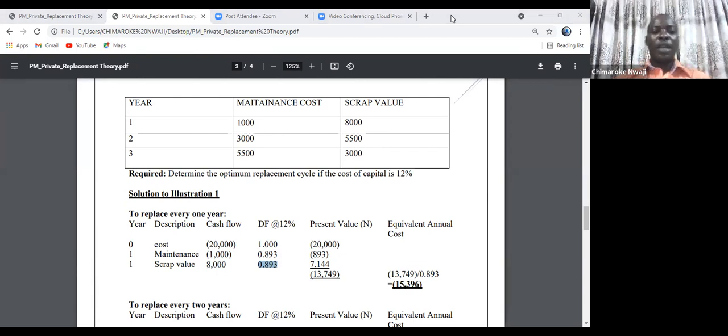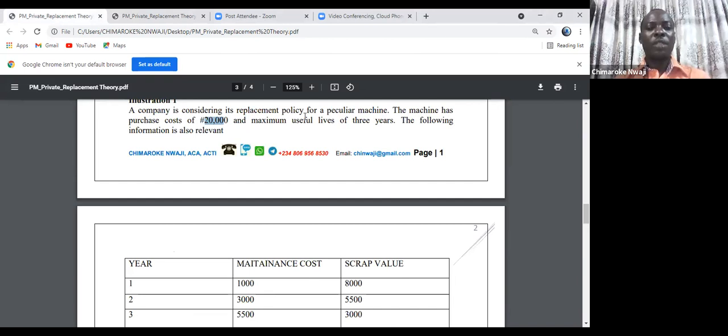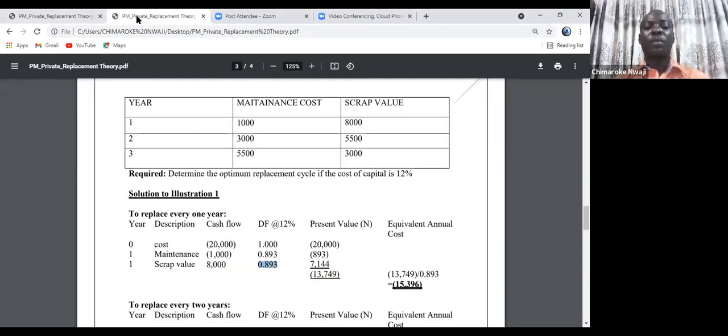Somebody asked a question: how did you get the cost at year 0 to be 20,000? Okay, the question here says the machine has a purchase cost of 20,000. So when you are buying it, 20,000, that is your year 0. All right. Now we have our scrap value here, 8,000 naira, multiplied by the discount factor of 0.893. You have your 7,144.